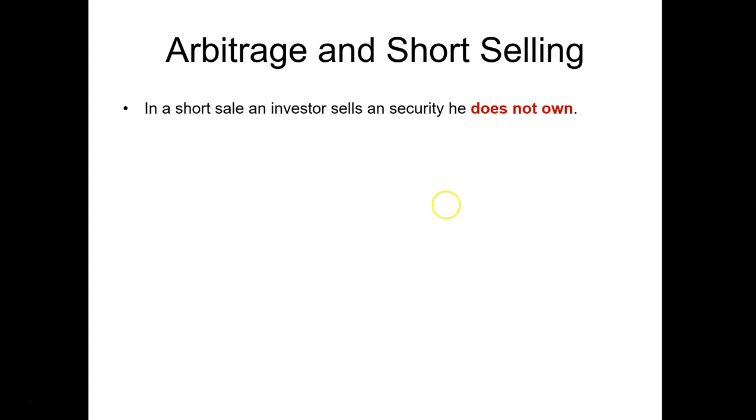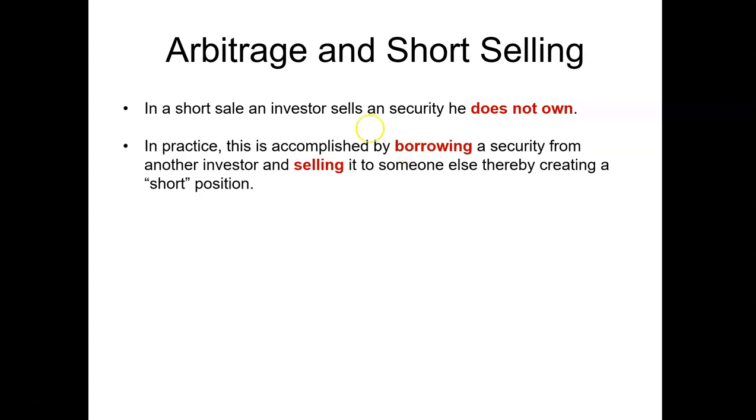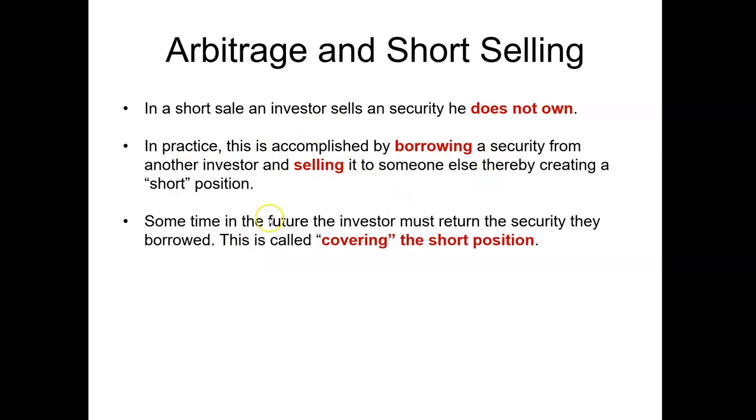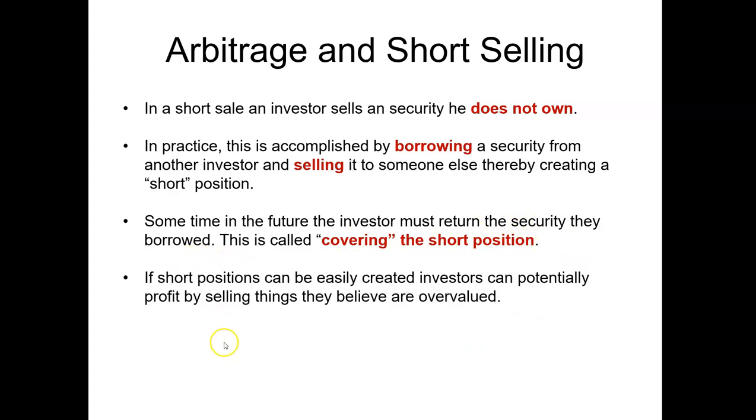So in this previous example, we have this short position. What is the short position? Well, the investors borrow a security from another investor and then sell it to someone else. In order to make a balance between these two transactions, the investors must make effort to return the security they borrowed. When an investor can find these short positions, they can sell things they think are overvalued. That is to say, they think the market price for these things are too high.